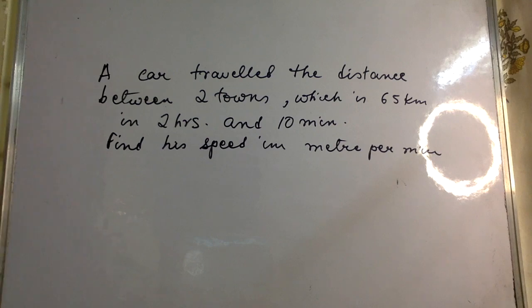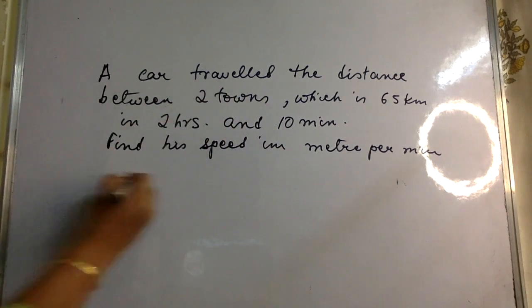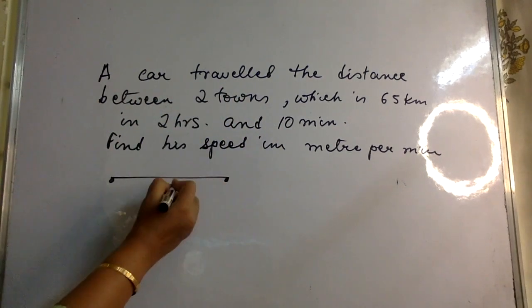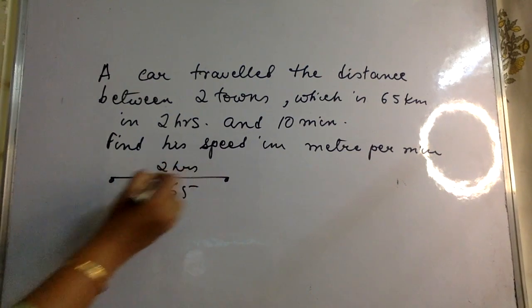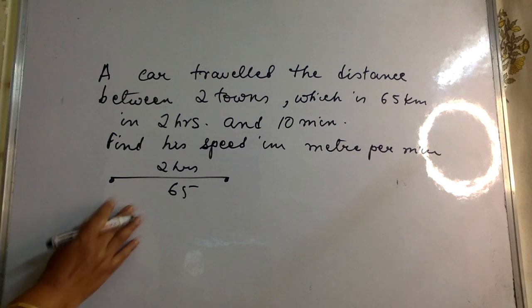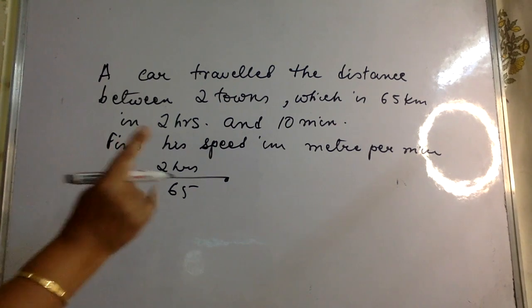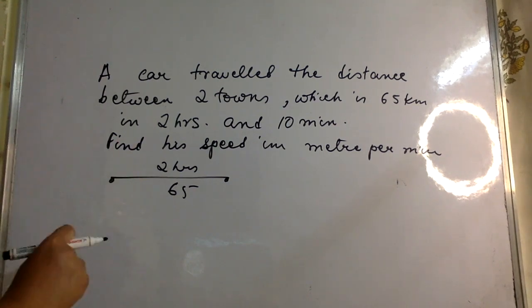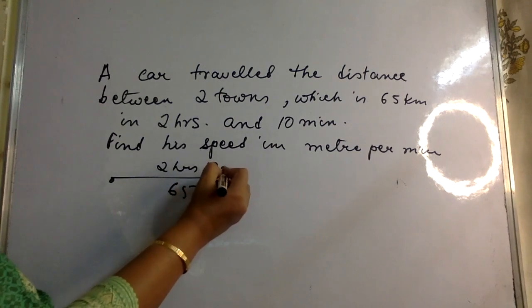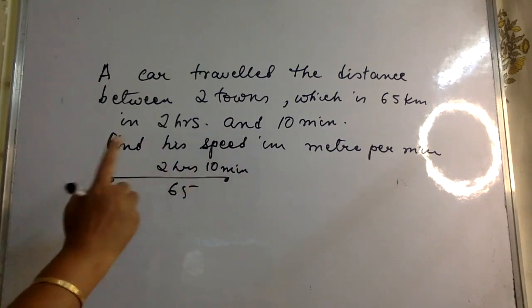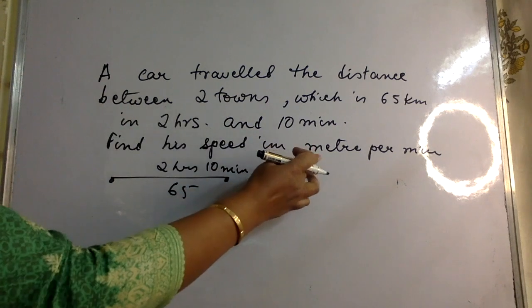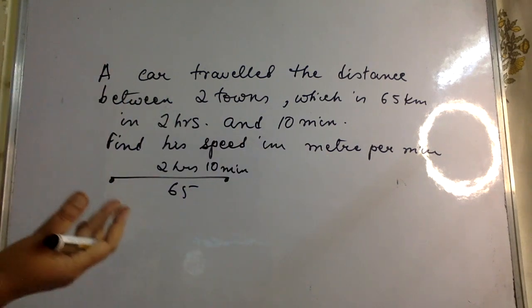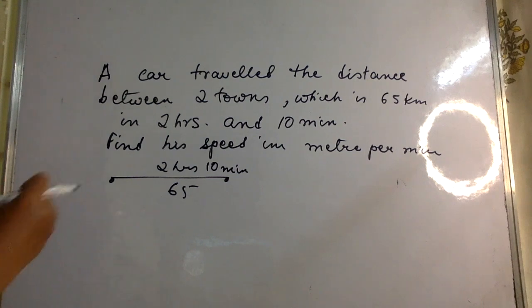Now here is a question. A car traveled the distance between 2 towns. The moment you read this, these are the 2 towns. Distance is 65 kilometers, and time taken is 2 hours 10 minutes. Now this diagram is important. You'll realize the importance of this once you start practicing. Find his speed in meters per minute. Now this is something we don't have in that formula. So you need to understand that topic.